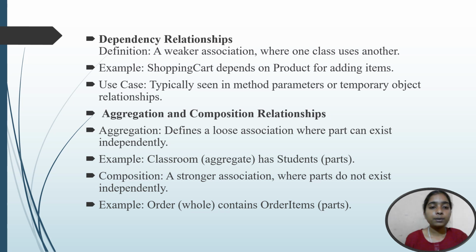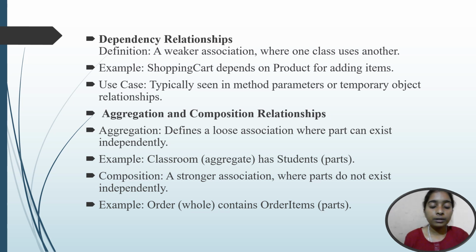Here are the other types of relationships, starting with the dependency relationship. Its definition is a weaker association where one class uses another. For example, a shopping cart depends on a product for adding items. It is typically seen in method parameters or temporary object relationships. Aggregation defines a loose association where parts can exist independently, for example, a classroom aggregates students, who are parts of the classroom.